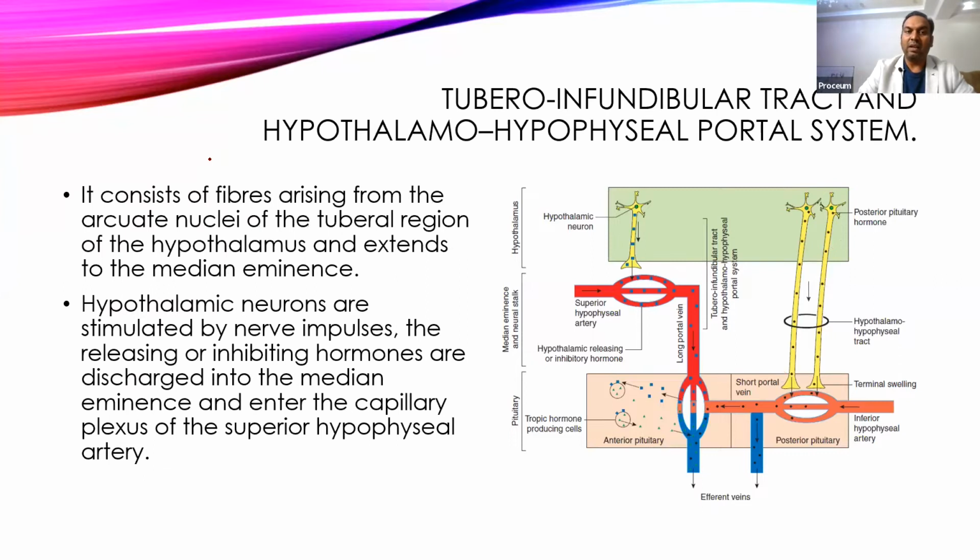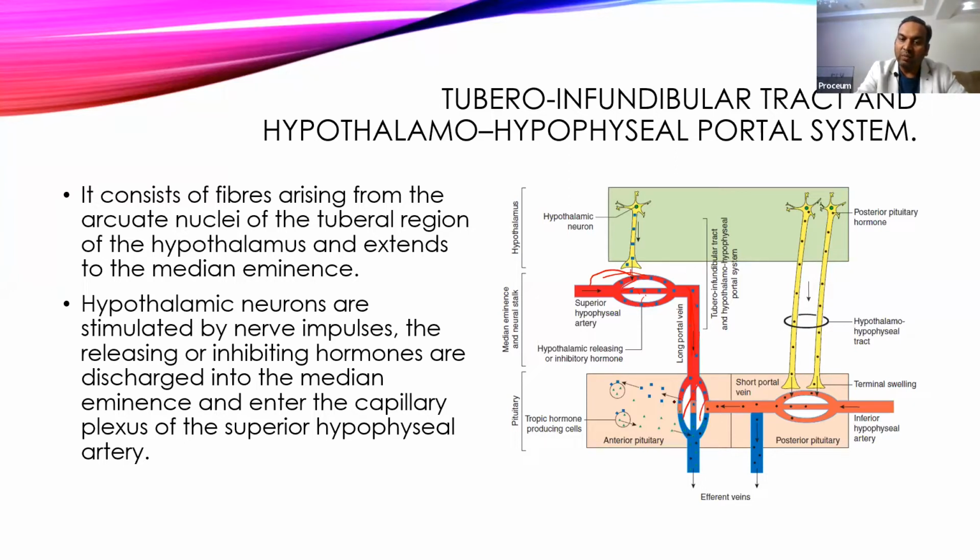The second relation is the hypothalamic-hypophyseal portal system, which consists of fibers coming from the arcuate nucleus through the tuberal region, extending to the median eminence, where the hypothalamic neurons, whenever they are stimulated, release the hormone. This hormone is released close to the superior hypophyseal artery, where it divides into small capillaries. Again these capillaries combine and form a long portal vein. From the long portal vein, it comes to surround the anterior pituitary, where again it forms capillaries, and then it goes to the efferent vein outside the pituitary.